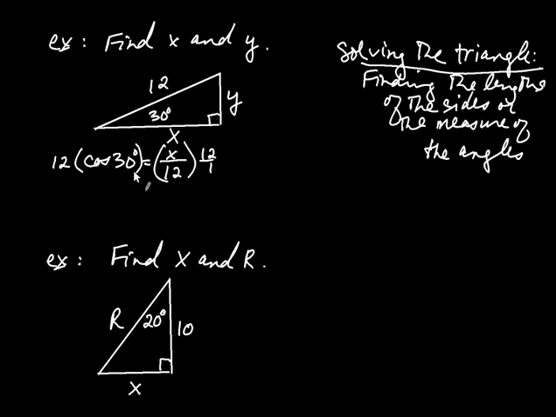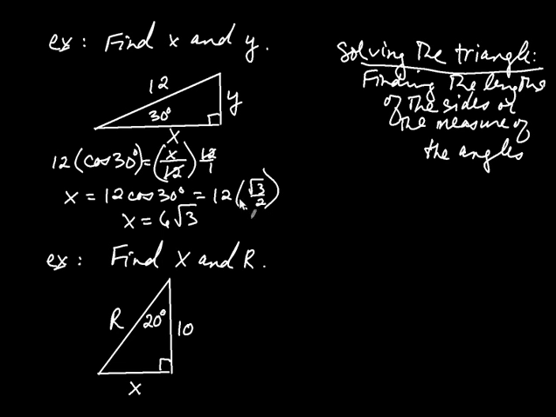And I'm going to get, well, here the 12s are going to cancel, right? So I've got x is equal to 12 times cosine of 30 degrees. And cosine of 30 degrees is equal to root 3 over 2. So this is equal to 12 multiplied by root 3 over 2. So my answer is x is equal to 6 times root 3. And I got that because 2 went into 12 6 times. So that's my value of x, 6 times root 3.